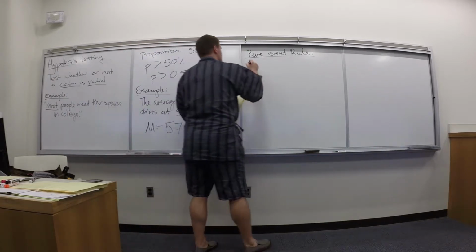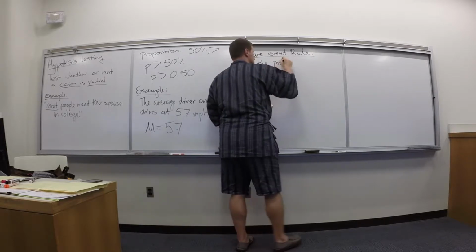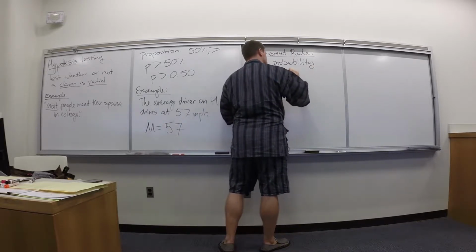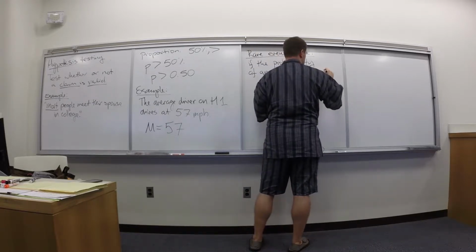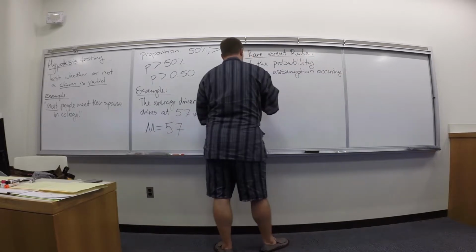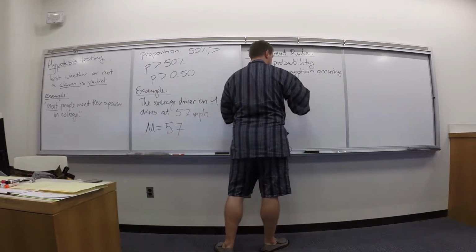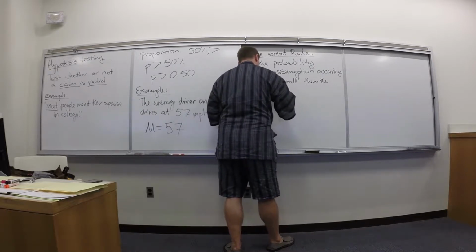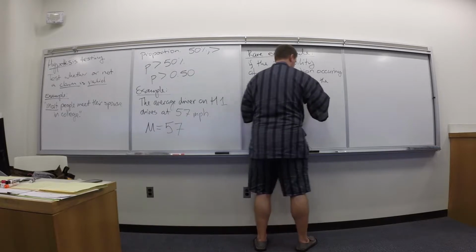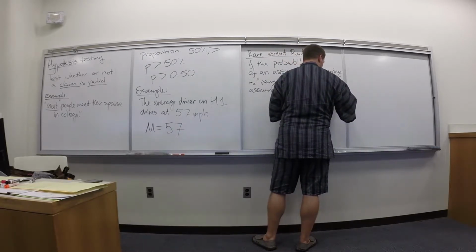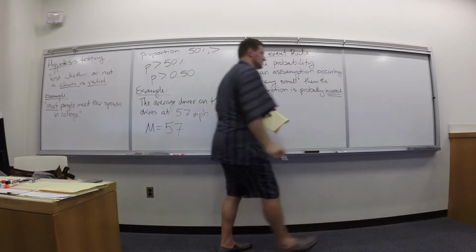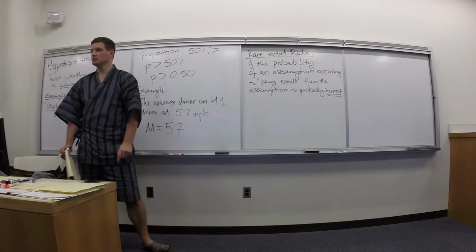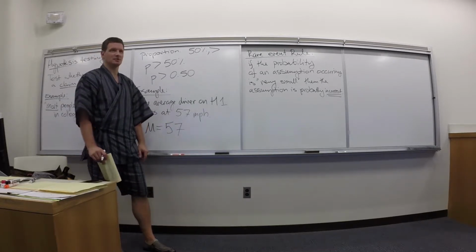Right? This is saying, if the probability of an assumption occurring is very small, then the assumption is probably, I'm going to politely say, incorrect. So if the probability of an assumption occurring is very small, then the assumption is probably incorrect. It's a gentle way to put it. There's no way it's happening, bullshit.